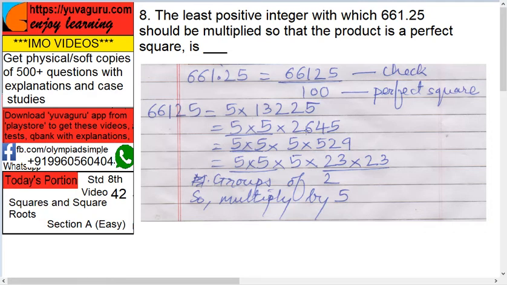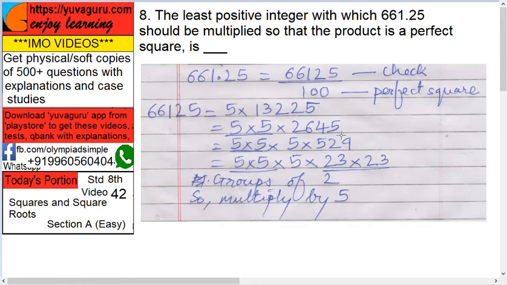For checking the numerator there are two methods. One is this method, multiplication, also called factorization, and the second is the division method, which we have studied in video number 41. So you can follow that also. This I have just shown you over here, how to do it by factorization. 5 into 1 32 25, then 5 into 5 into 26 45, 5 into 5 into 5 into 529.